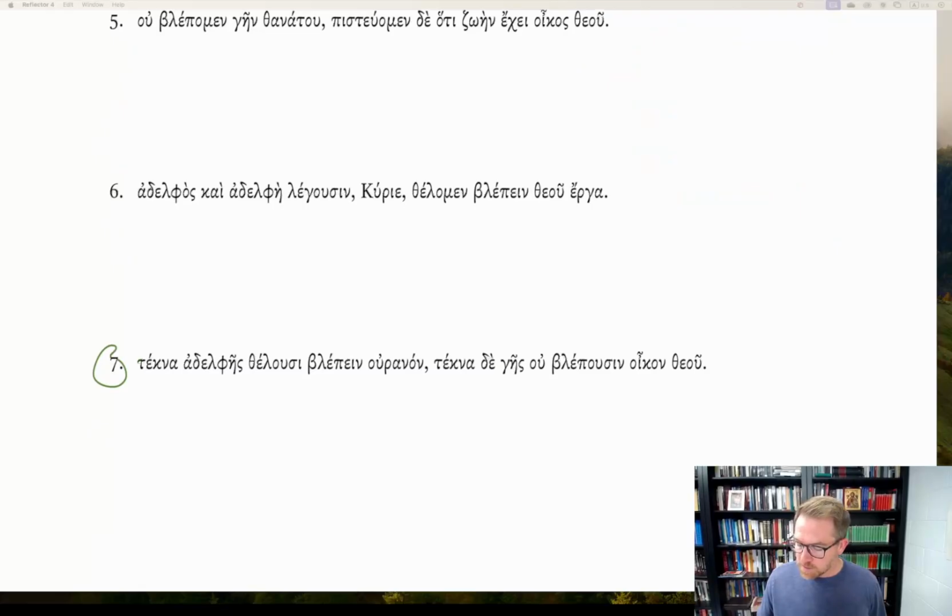Next sentence, let's skip down to sentence number 7. Tekna adelphēs thelousi blepein ouranon, tekna gēs ou blepousin oikon theou. So let's divide our sentence up into these clauses. We have this first clause, tekna adelphēs thelousi blepein ouranon. Tekna adelphēs, children of a sister.